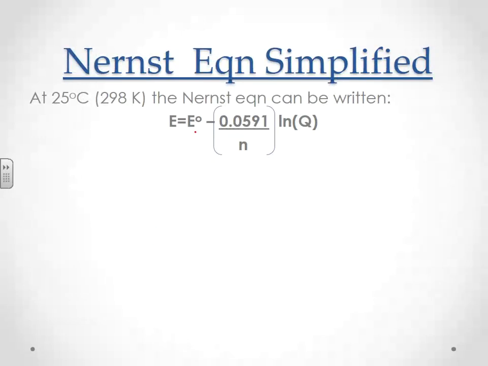Now, at 25 degrees Celsius, the Nernst equation can be simplified to this form. The cell potential will be equal to the standard cell potential minus 0.0591 over n. So what we've done here is we've taken into account what the RT and the Faraday constant would equal. That would give you 0.0591 over n times the natural log of Q.